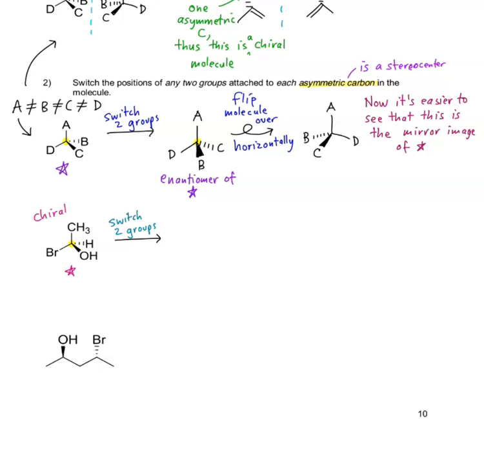I'm going to switch the H and the OH. But again, it doesn't matter. Any two groups. Okay, so now we get to this. Okay, so we could go through the exercise of flipping it over and then comparing to the original structure to verify that we can see in the drawings that it's the mirror image, but we know that if we switched two of the groups at an asymmetric carbon, we have definitely generated the enantiomer.